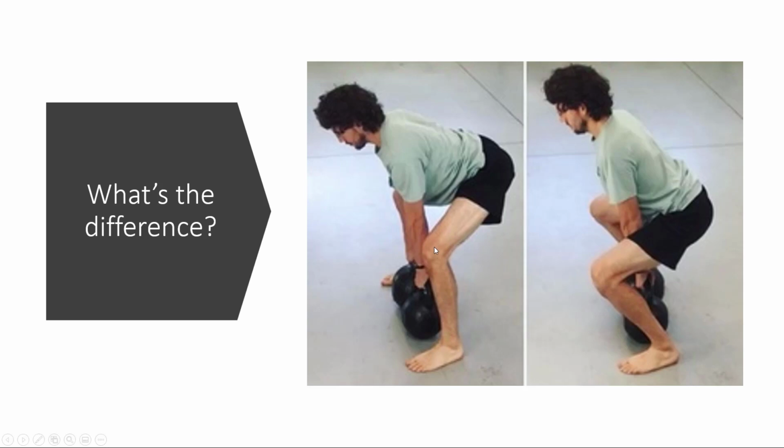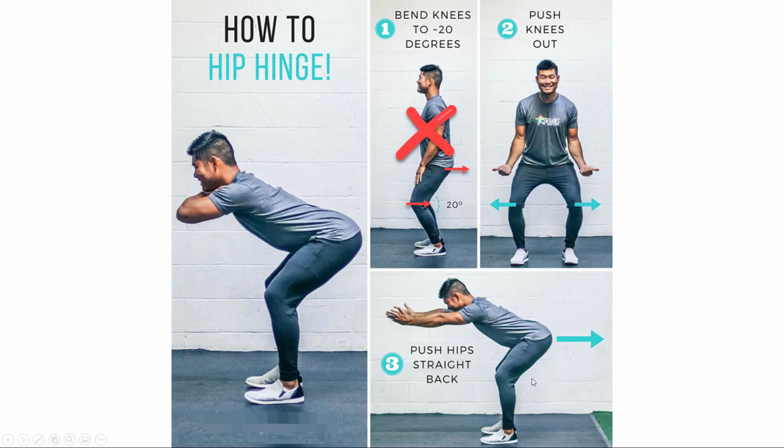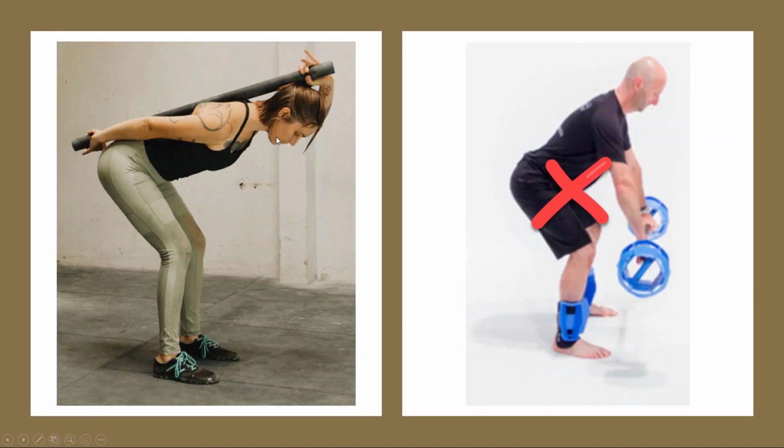This is a good squat. This is a good deadlift. This is the start of a squat. This is a perfect hip hinge. The knees are coming forward a little bit, but I think in this situation, the weight is too light.